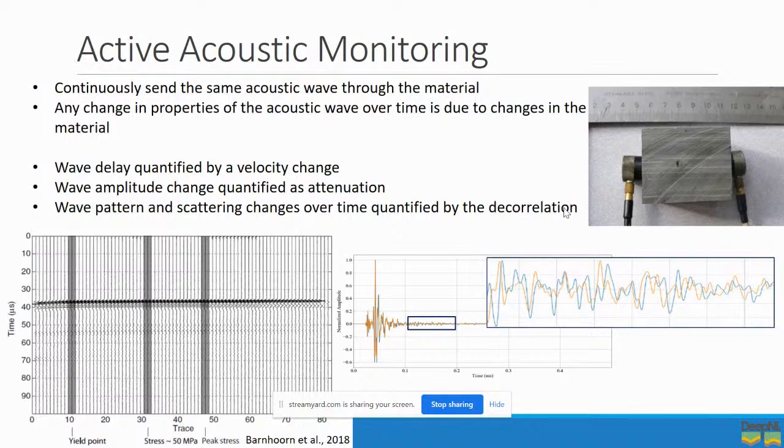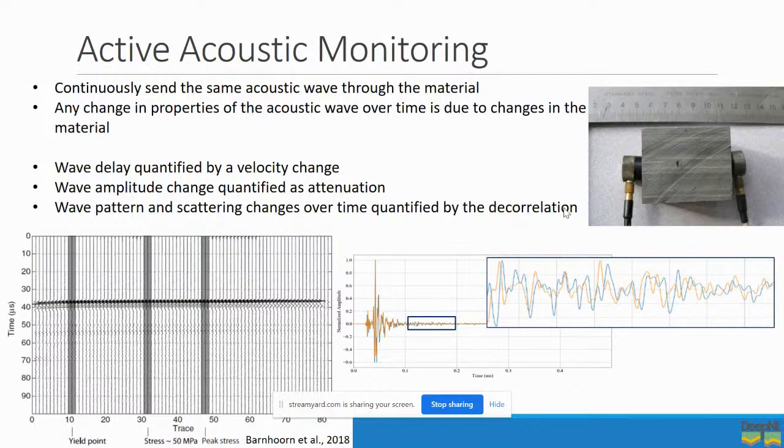If the wave that you sent now is exactly the same as the wave that you will send five seconds later, it means the waves are exactly the same, so the wave perfectly correlates, or there's no decorrelation of the two waves. Exactly the same pattern means there's no decorrelation. If the wave is significantly different five seconds later than the wave that was sent five seconds earlier, then there's a high amount of decorrelation between the two waves.